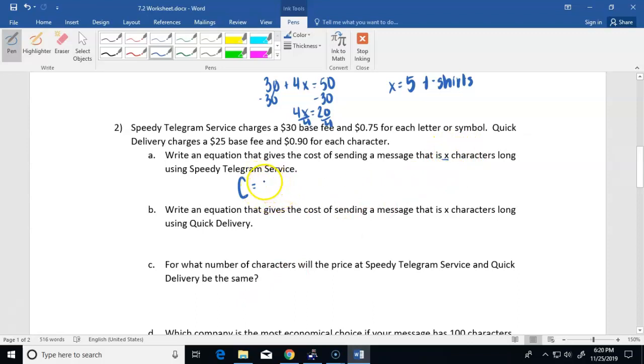So I will have for Speedy Telegram Service, that's 30 plus 0.75 times X. For our second one, for Quick Delivery, they charge a $25 fee, and then they charge 90 cents for every character that is included in the telegram. So we get these two equations.